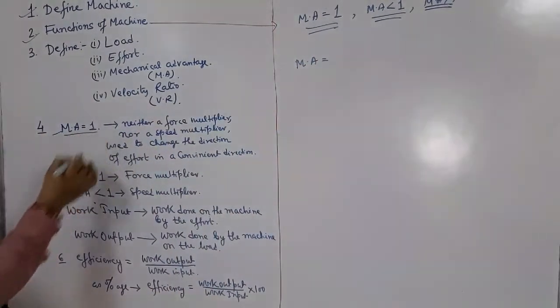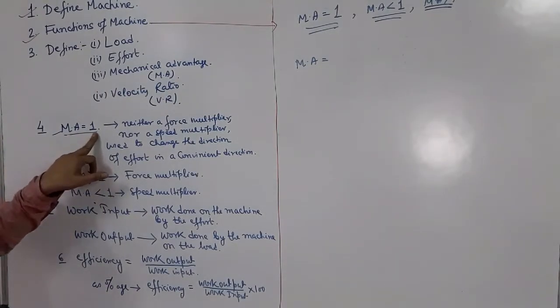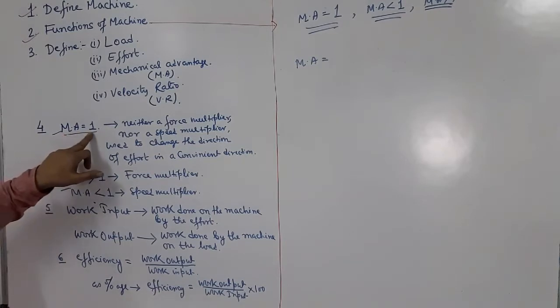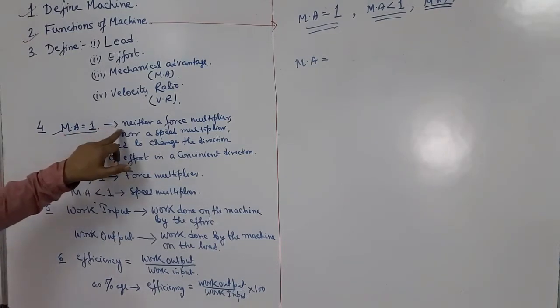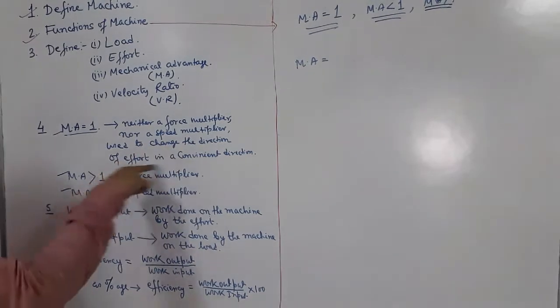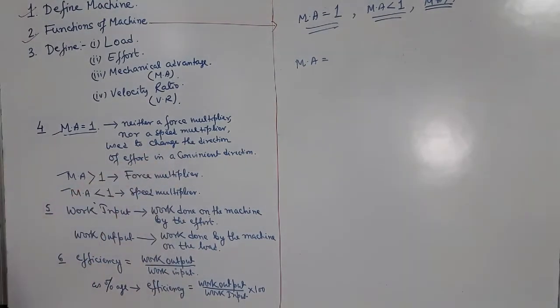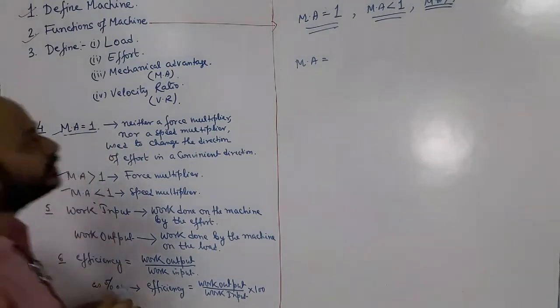You see what I have written here, mechanical advantage is 1. Now, if the mechanical advantage of a machine is 1, we can understand that the machine is neither a force multiplier nor a speed multiplier, but is used to change the direction of an effort to a convenient direction. Now, why is that?